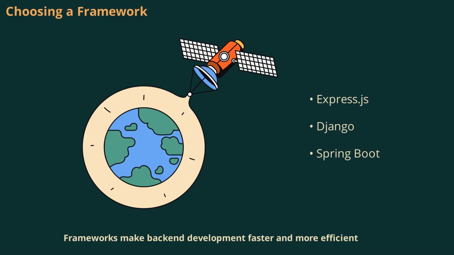Frameworks make backend development faster and more efficient. Popular options include Express.js for Node.js, Django for Python, and Spring Boot for Java. Each framework offers tools and conventions to help you build robust applications. Choose one that fits your language and project needs.